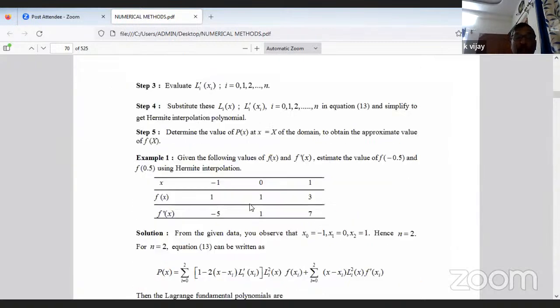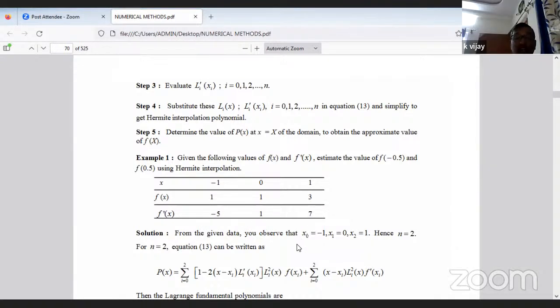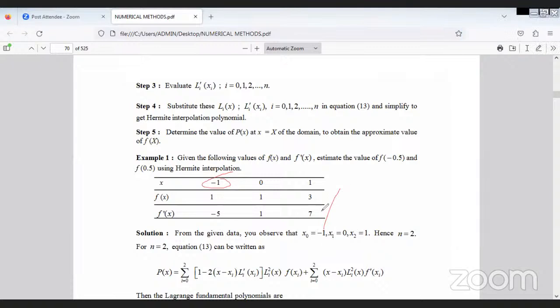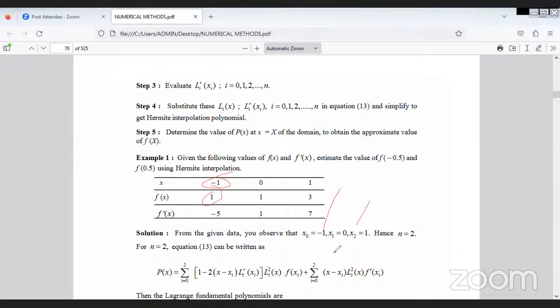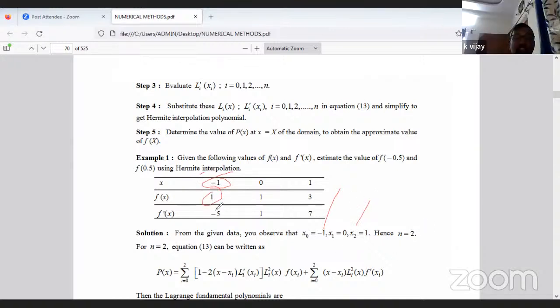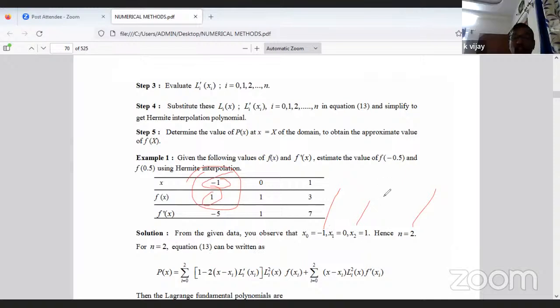See, the problem gives x as minus 1, 0, 1, f of x as 1, 1, 3, f dash x as minus 5, 1, 7. So x0 is what value? Minus 1, sir. x2 is 1. Hence n is equal to how many values are given? 3 values. So n is equal to 2.